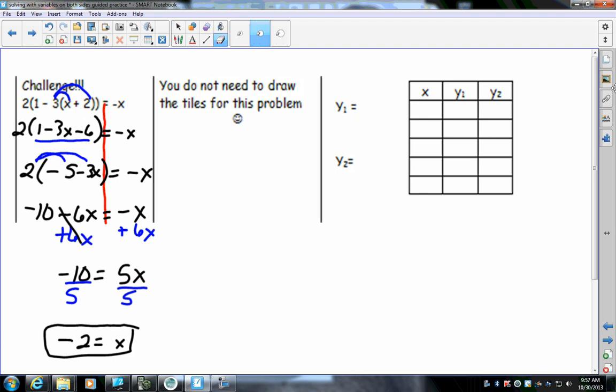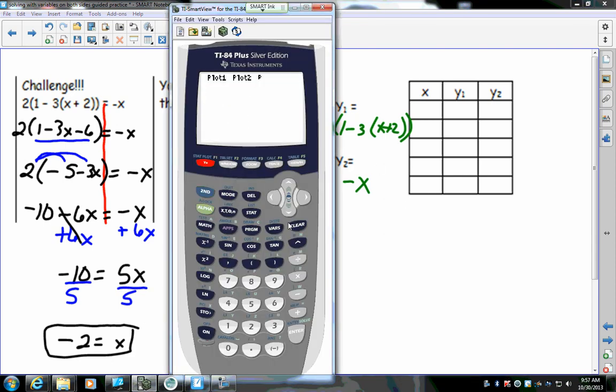Now on this one, be careful in the way you put it in the calculator. I have 2 parentheses, 1 minus 3 parentheses, x plus 2, parenthesis, parenthesis. And then y2 is negative x. So let's see, 2 parentheses, 1 minus 3 parentheses, x plus 2, parenthesis, parenthesis. If you don't put 2 parentheses in there, it'll mess it up. Then in y2, I'm going to put negative x.